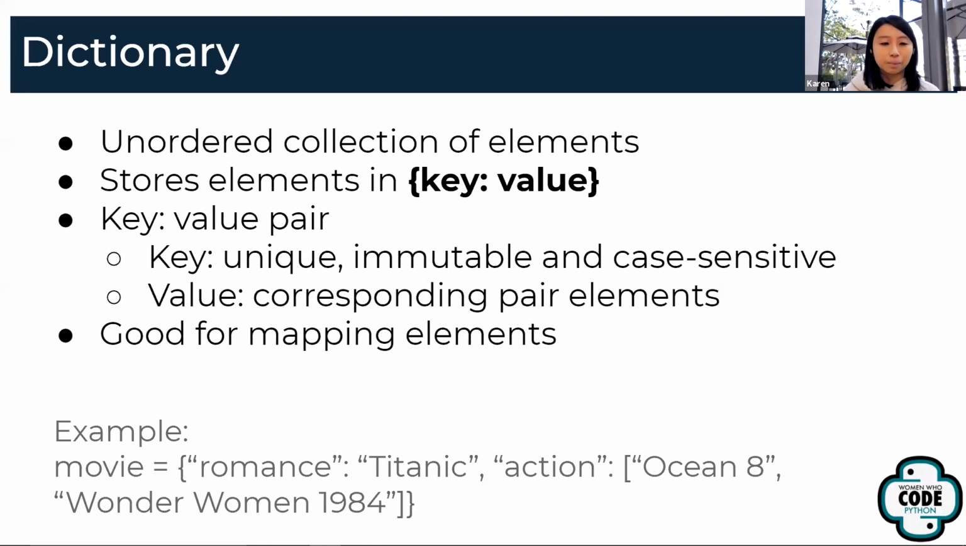At the bottom, I do have examples again. I want to categorize different kinds of movies. I have romance and action. Romance has Titanic, and action has Ocean's 8 and Wonder Woman 1984. It uses curly brackets but has a pair of elements inside for a dictionary, whereas a set doesn't.